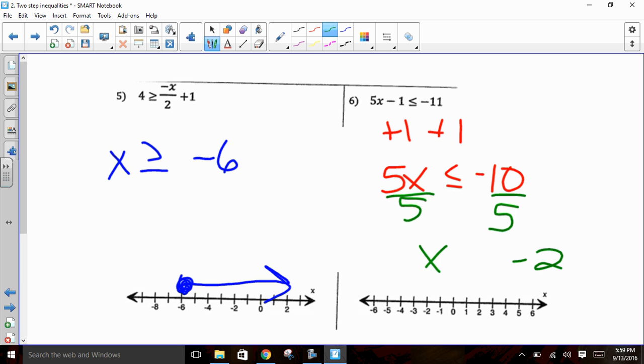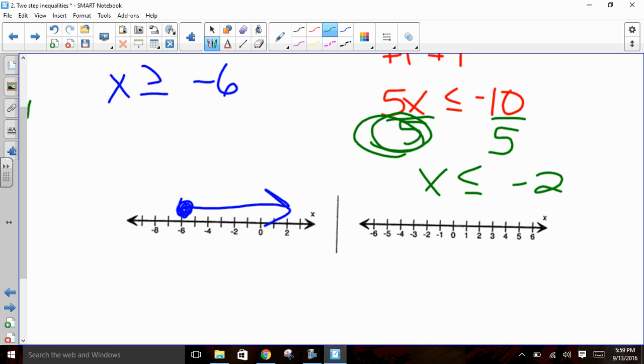Now here's my question for you. Do I keep the same sign, or do I flip it? I'm going to keep the same sign because I did not divide by a negative number. Yes, my answer turned out to be negative, but that's because my 10 was already negative on that other side. I did not divide my x by negative, so therefore my sign does not flip, unlike with number 5. So then I have a closed circle at negative 2, and we are shading to the left.